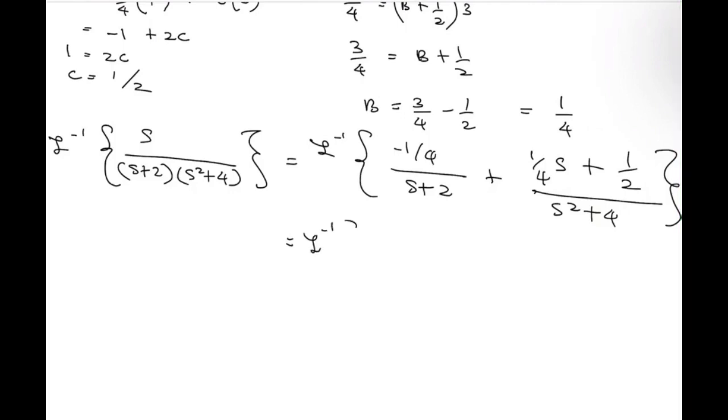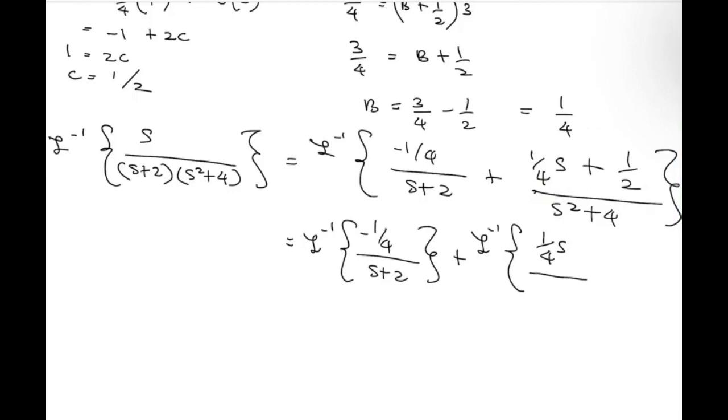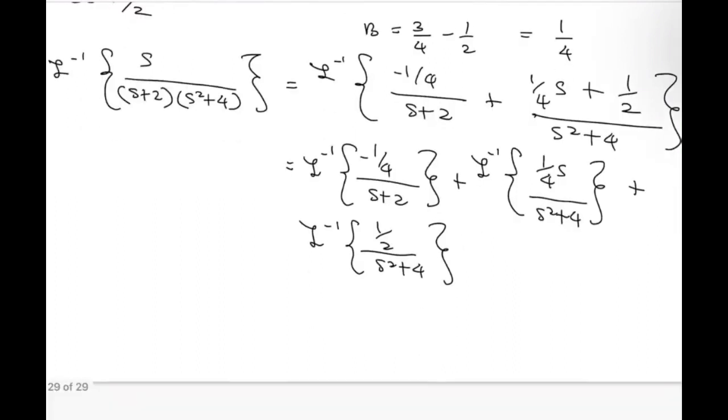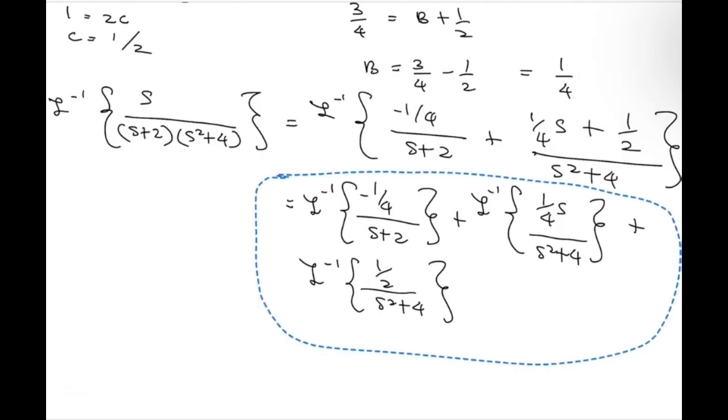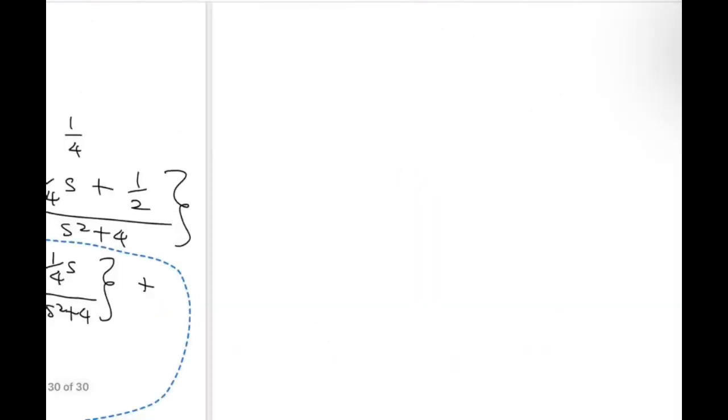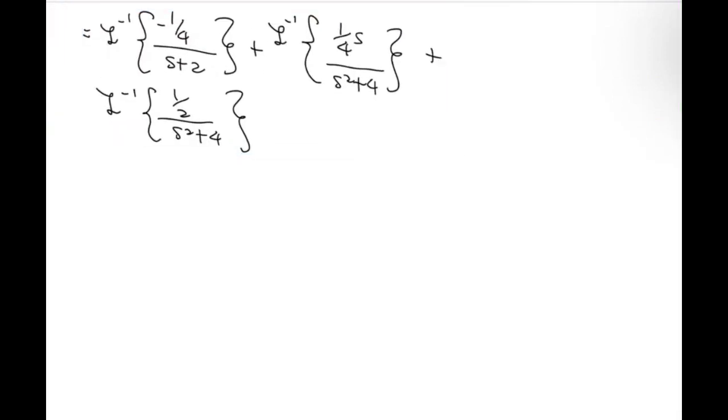So let's break it into this one: inverse Laplace of 1 over 4 over s plus 2, plus inverse Laplace of 1 over 4 s over s squared plus 4, plus inverse Laplace of 1 over 2 over s squared plus 4. Okay, let's copy this one first.